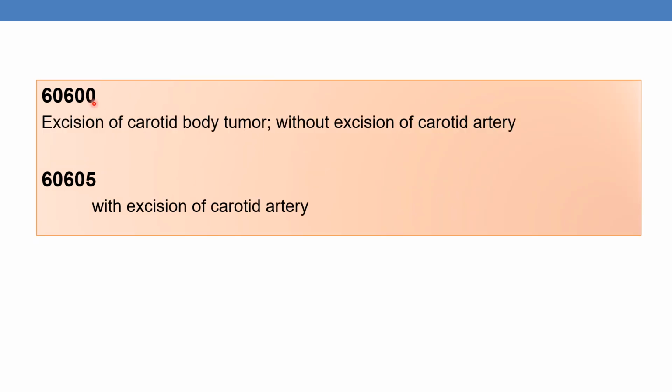The next CPT is 60600. Excision of carotid body tumor without excision of carotid artery. The next CPT is 60605. Excision of carotid body tumor with the excision of carotid artery.